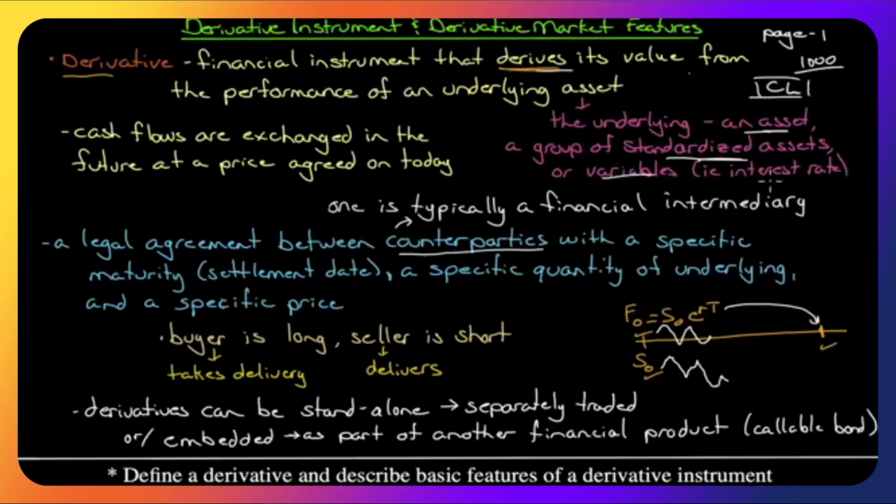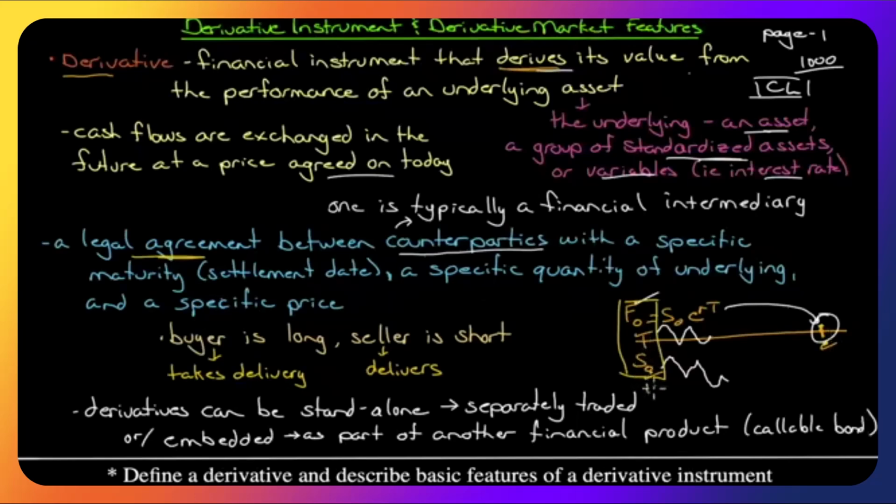Or it could be a variable, such as an interest rate. And cash flows are exchanged in the future at a price agreed on today. So we'll agree on a price today, and we will then transact at some point in the future. So more formally, a derivative is a legal agreement. It is a contract, a legal binding contract. Once we enter into this contract here, I am obligated to buy this in the future, and you are obligated to deliver it to me at that price.